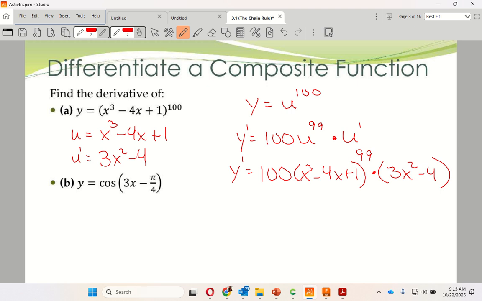So the chain rule is brilliant. It is one of those things that's going to help us, and it simplifies a lot of what we do. Questions so far? What's the final answer? That's the final answer.